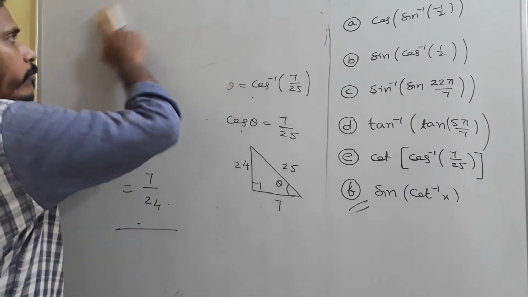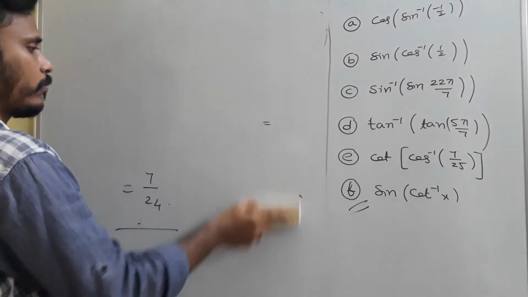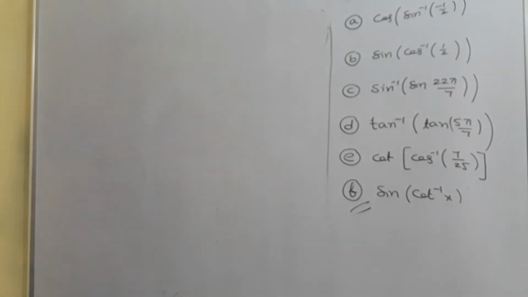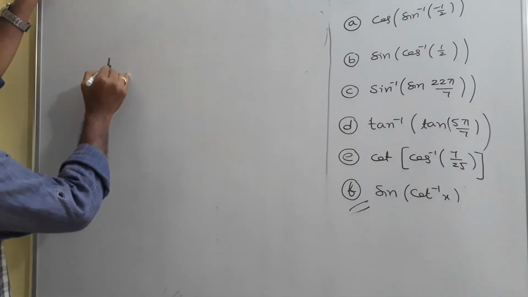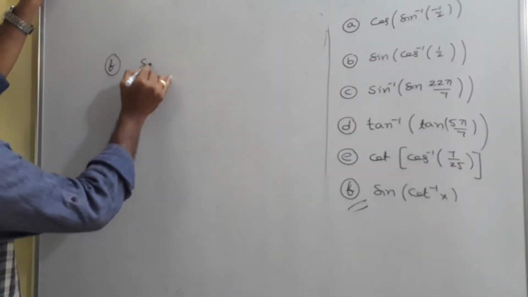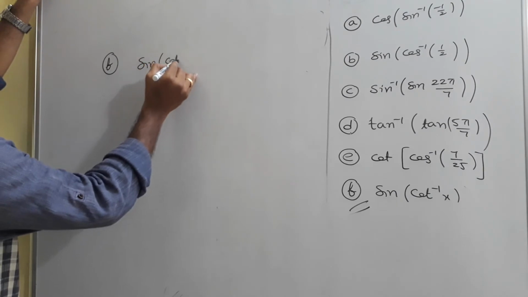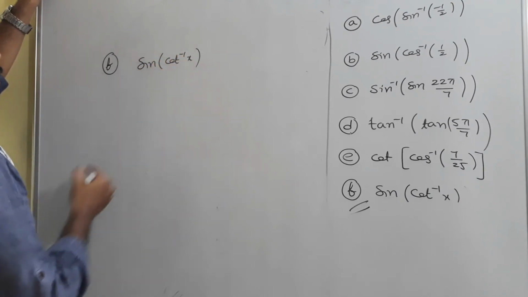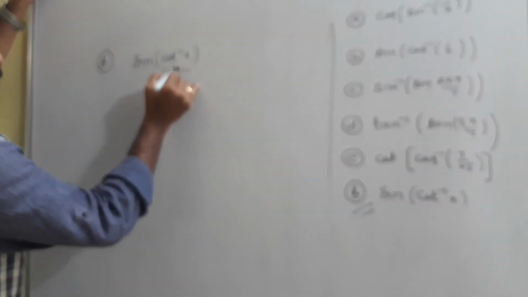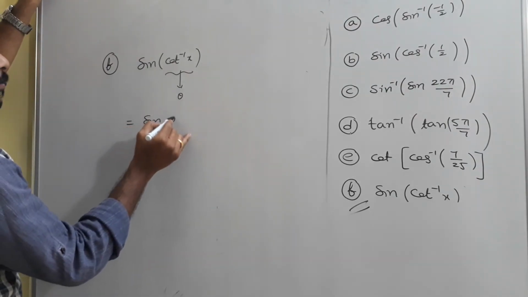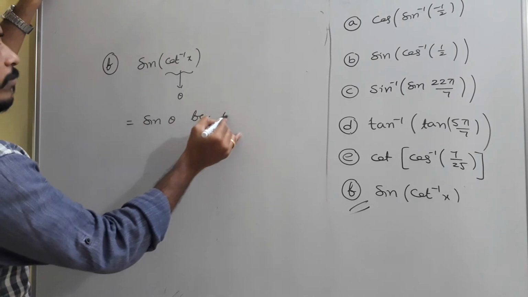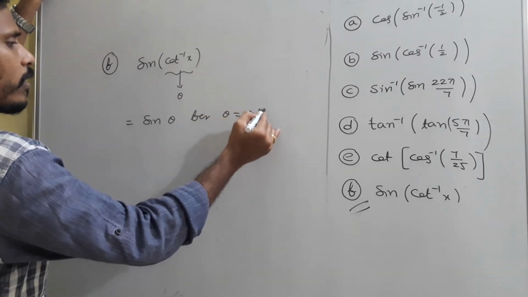Next bit is F. Solve in the same way, okay? So for F, we need to calculate what? Sine of cot inverse x. So again you just take it as some theta. Then the given question will become sine theta, where theta is equal to cot inverse x.